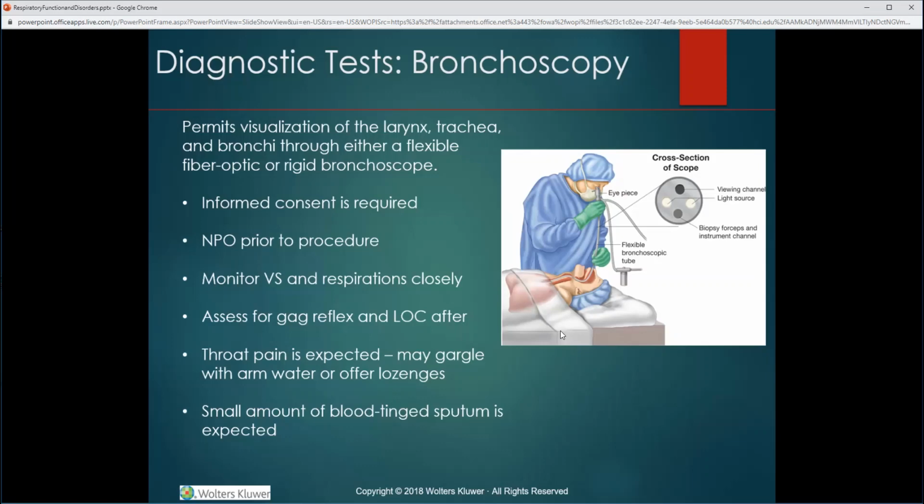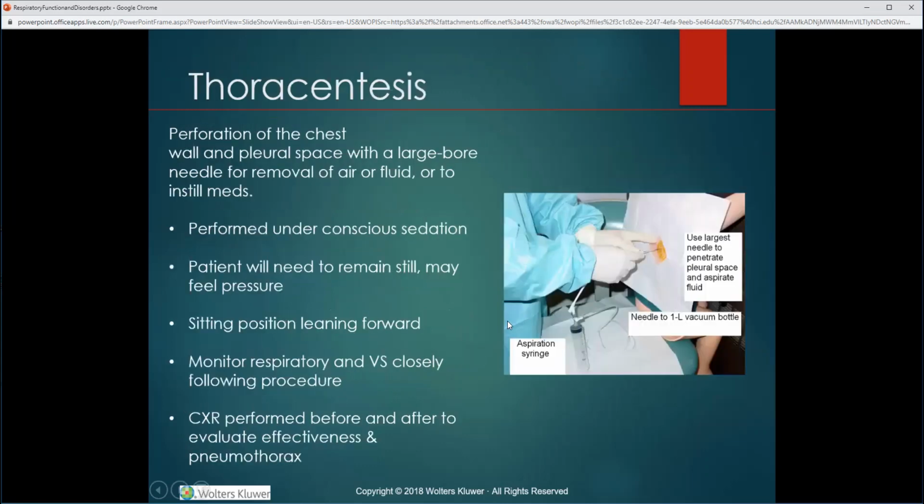Just like with the TURP and cystoscopy. Pink blood-tinged sputum is going to be expected. You just irritated my throat, irritated my bronchioles. And yeah, that's about it.